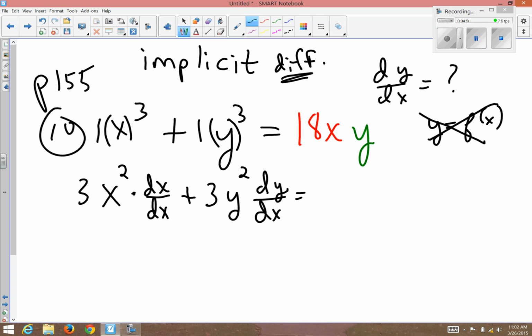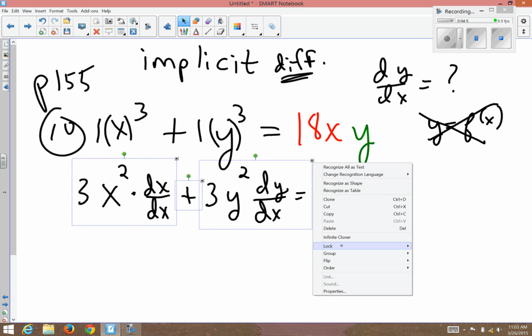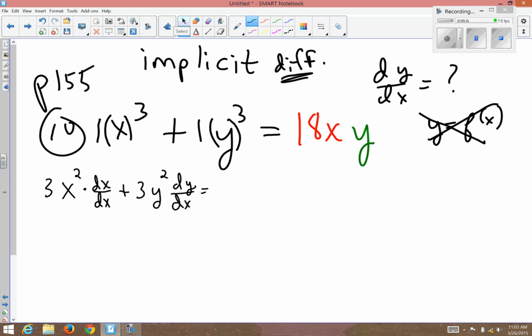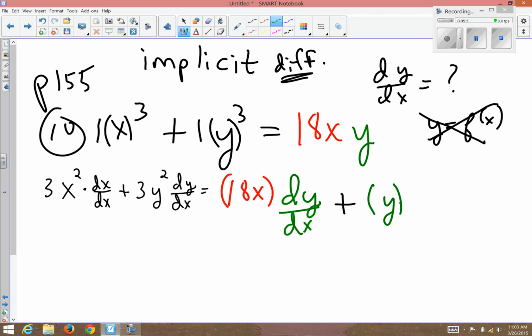The other side of the equal sign is a product, and the derivative of a product is always the first times the derivative of the second plus the second times the derivative of the first. The first is red, the second is green. The derivative of a product is the first times, watch this, the derivative of the second. The green here is the derivative of the green, plus the second times the derivative of the first.